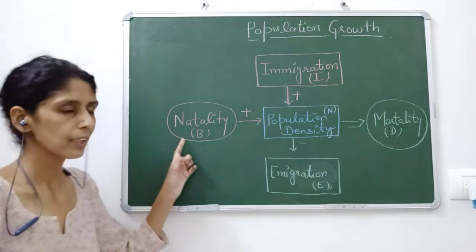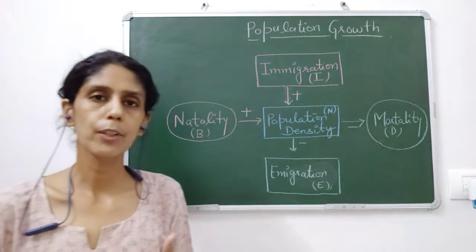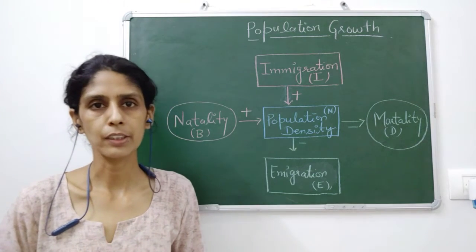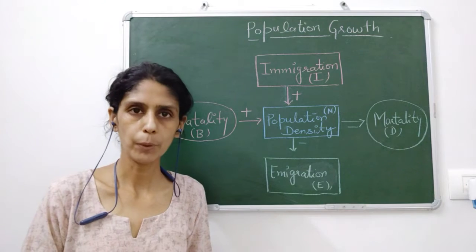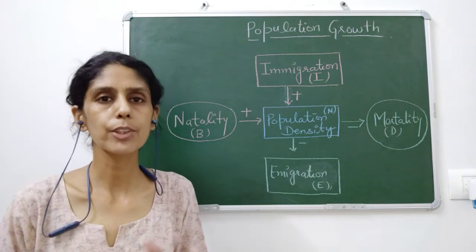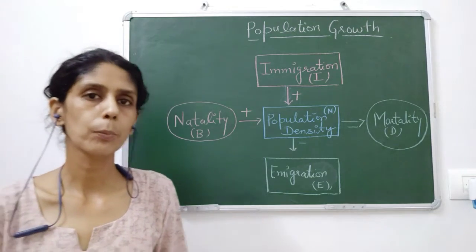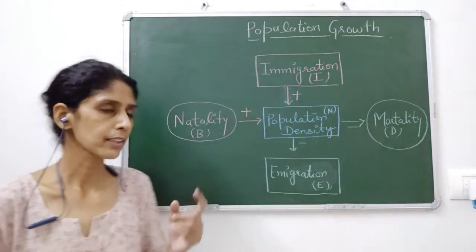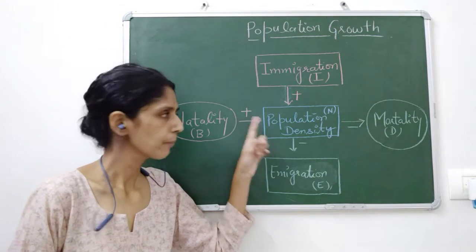We'll start with natality. Natality is the number of births in a given population in a given period. So births will add individuals to a population. So the number of individuals in a given population will increase. So the size of the population will also increase. That's why with natality, a positive sign is given.